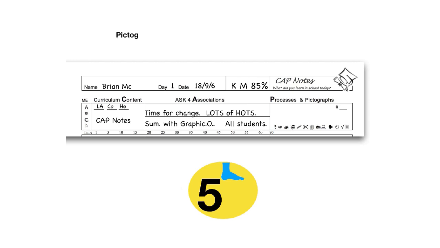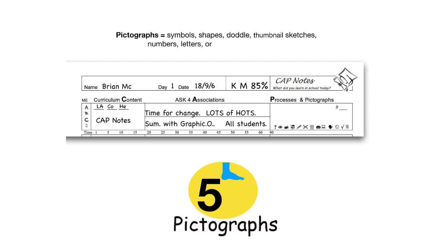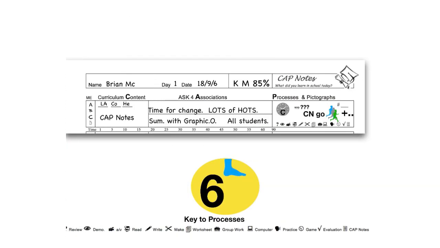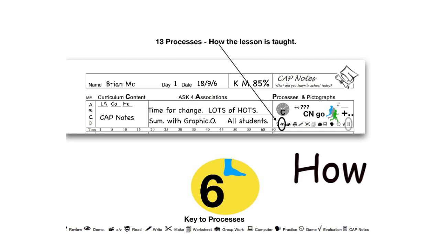Step 5. Pictographs. Pictographs can be symbols, shapes, doodles, thumbnail sketches, numbers, letters, or any combination of these. Students create graphic representations or pictographs to extend and reinforce the main ideas in a lesson. This can be challenging. Step 6. Processes. Processes are how the lesson is taught.